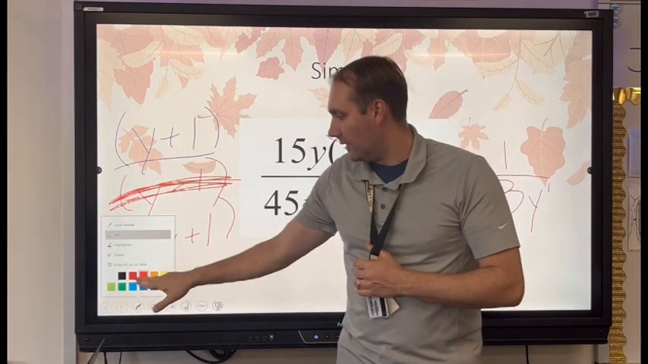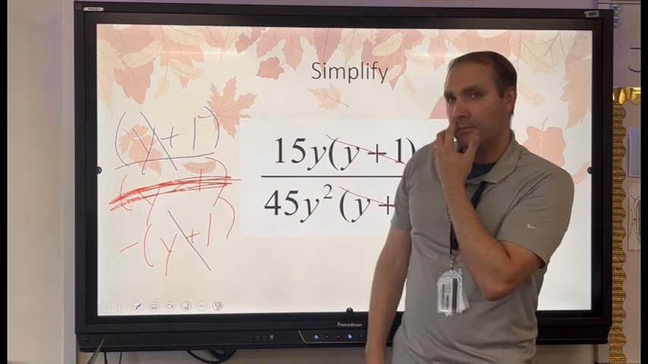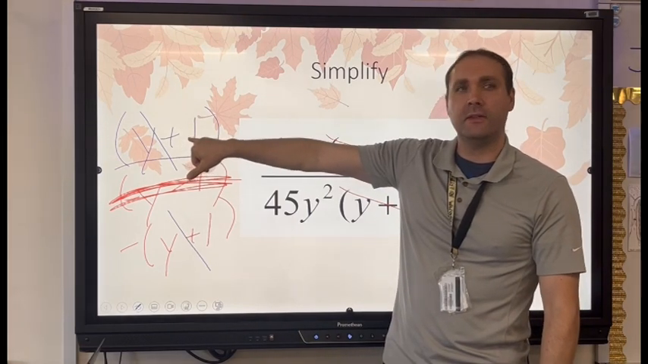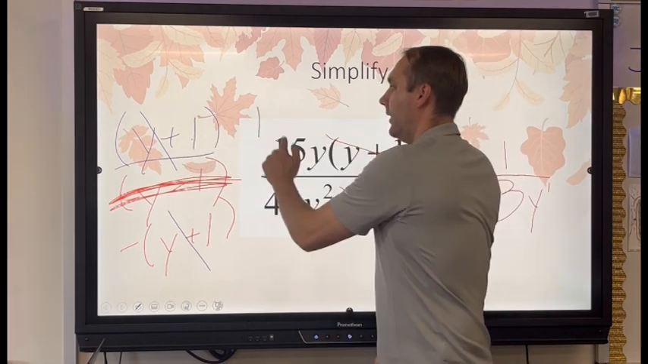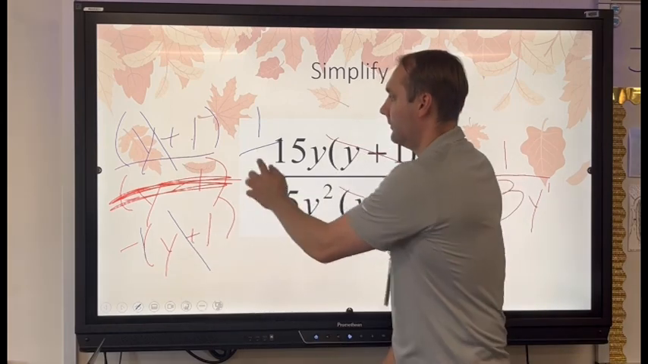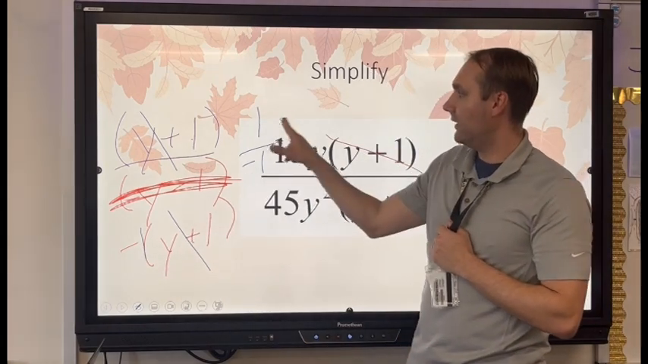So where would that negative go? Oh, that's a good question. Where would that negative go? There's an invisible number up here on the top. What is it? A 1. There's an invisible number down here on the bottom. What is it? Negative 1. So what do you get when you have 1 divided by negative 1? That's a negative 1.